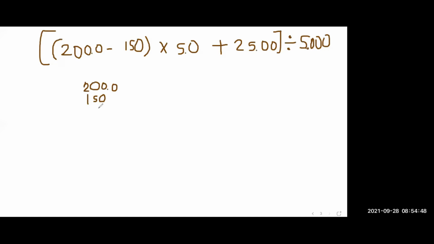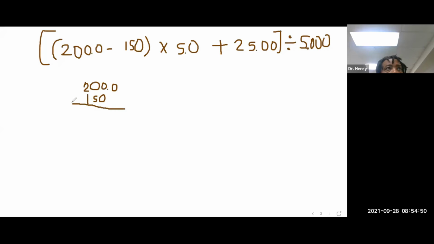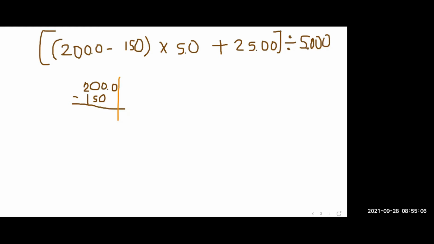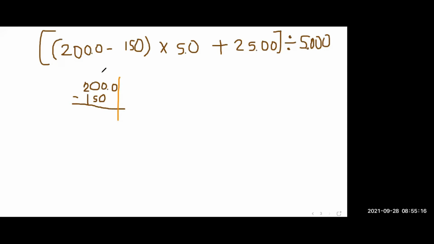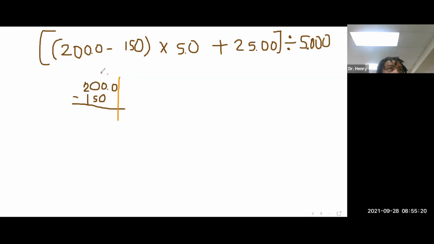There's no decimal. So if I was drawing a line, where would the line be drawn between these two? 200.0, would it be there? Yes. And the 150, after the 5.